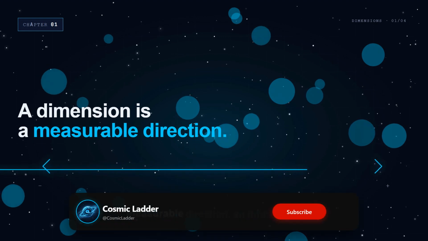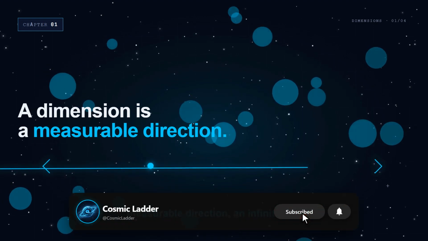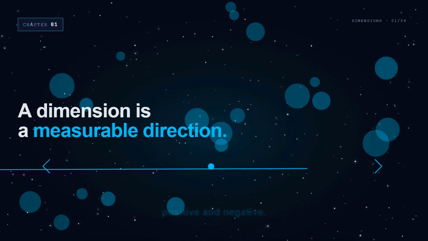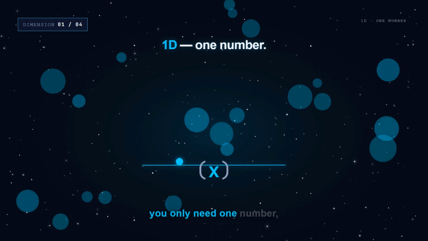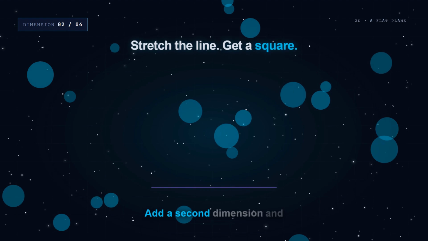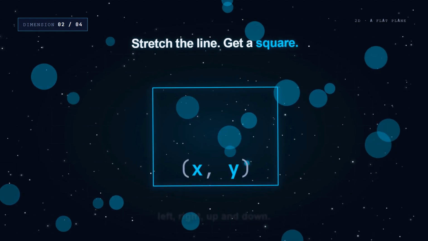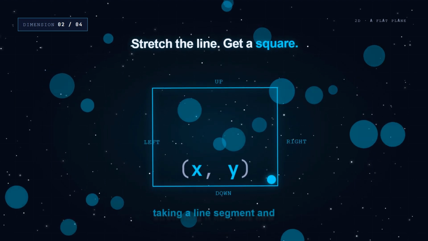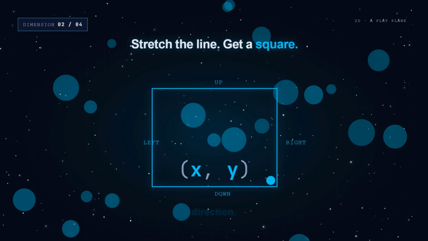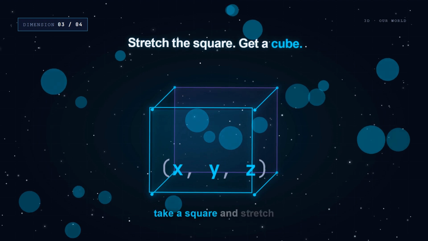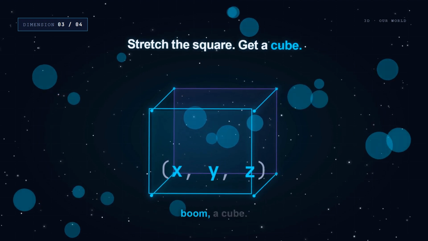Let's dive in. A dimension is basically a measurable direction, an infinite line a point can move along in two ways, positive and negative. In 1D, you only need one number, like moving back and forth on a straight line. Add a second dimension and you get a flat plane: left, right, up and down. A square is made by taking a line segment and stretching it into this new direction. Add a third and you get our world: length, width, depth. Take a square and stretch it up into depth, and boom, a cube.